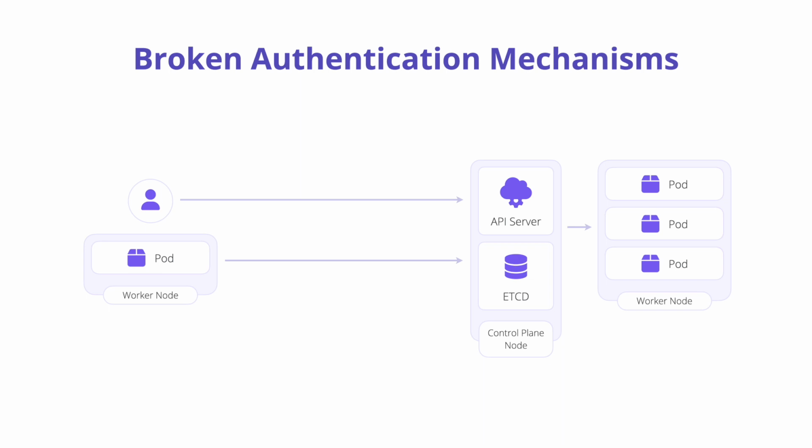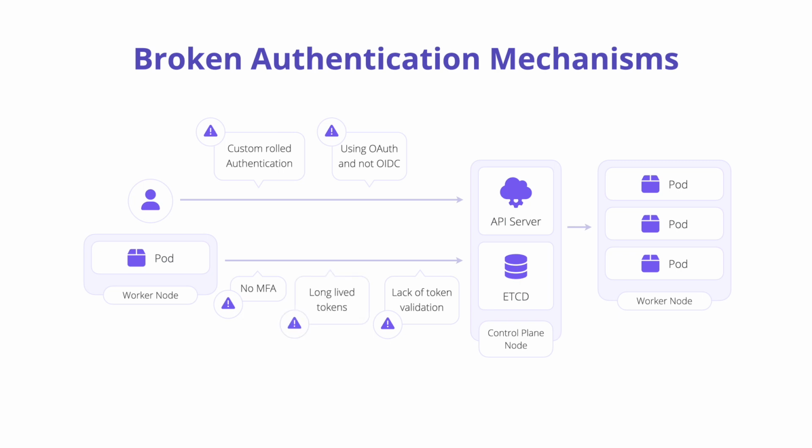The top 6 in the OWASP Kubernetes top 10 list is broken authentication mechanisms. Some examples of broken authentication mechanisms include rolling your own authentication, usage of certificates for authentication for humans, as creating, managing, and revoking certificates can be difficult. Incorrect usage of OAuth for authentication when OpenID Connect should be employed. Lack of signature verifications and other validations in bearer tokens. Lack of multi-factor authentication. Usage of tokens that have a longer life.